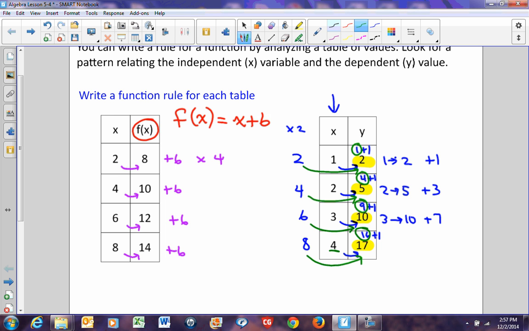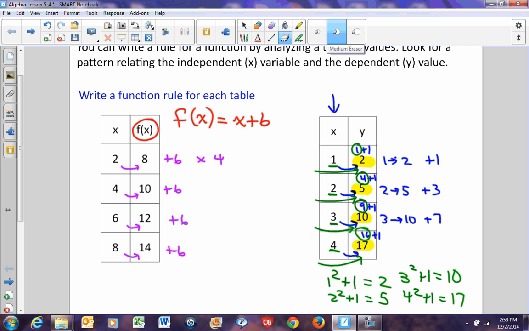So if I take my x value and I square it and I add 1 to it, I end up with my y value, because 1 squared plus 1 becomes 2. 2 squared plus 1 is 5. 3 squared plus 1 is 10. 4 squared plus 1 is 17. So I take my x value and I square it, so y will equal x squared plus 1.